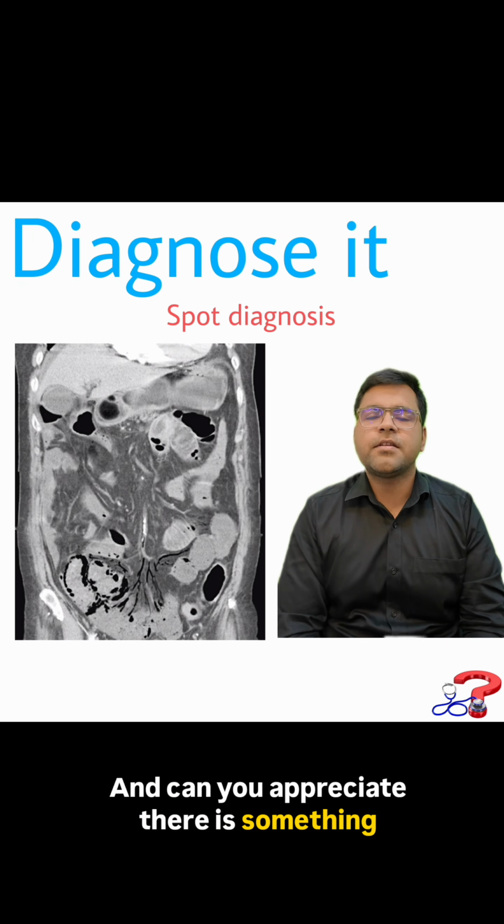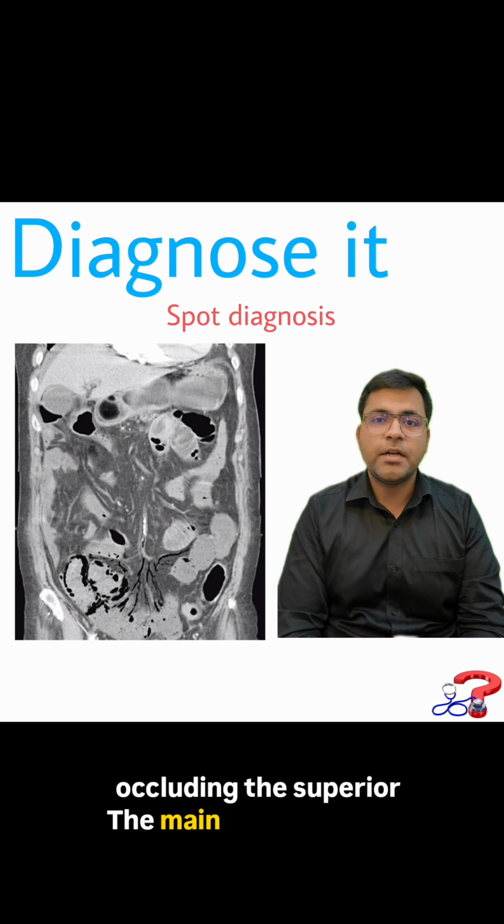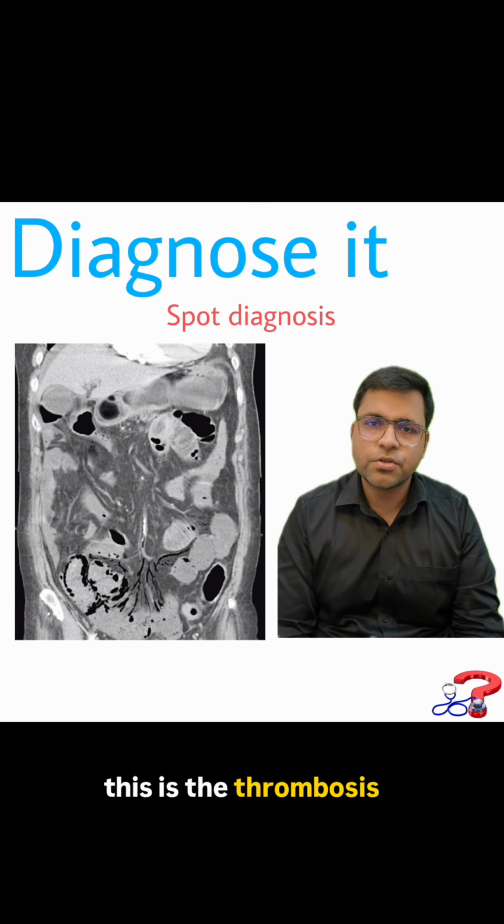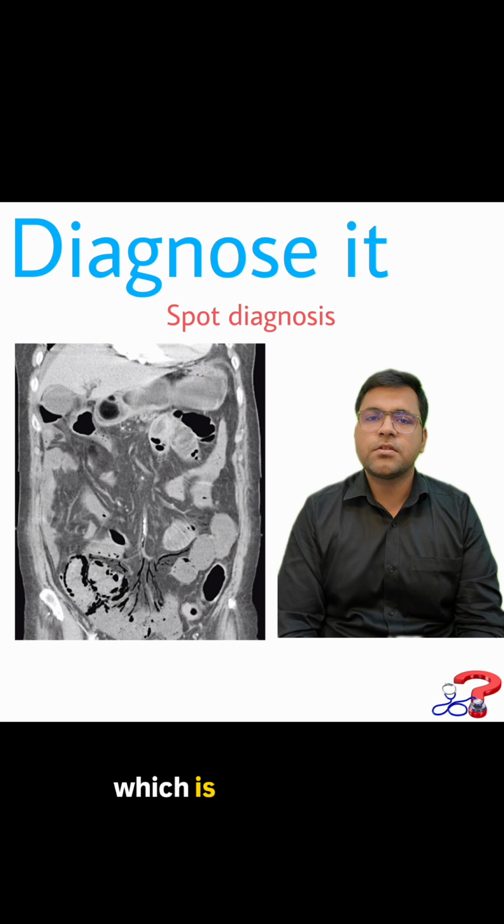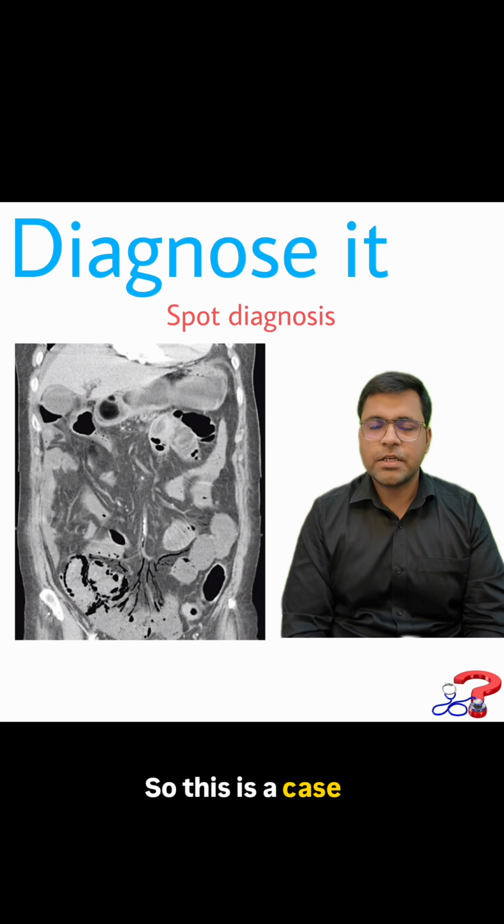And can you appreciate there is something occluding the superior mesenteric artery, the main trunk of it? Yes, this is the thrombus or embolus in this SMA, which is causing all the problems. So this is a case of mesenteric ischemia.